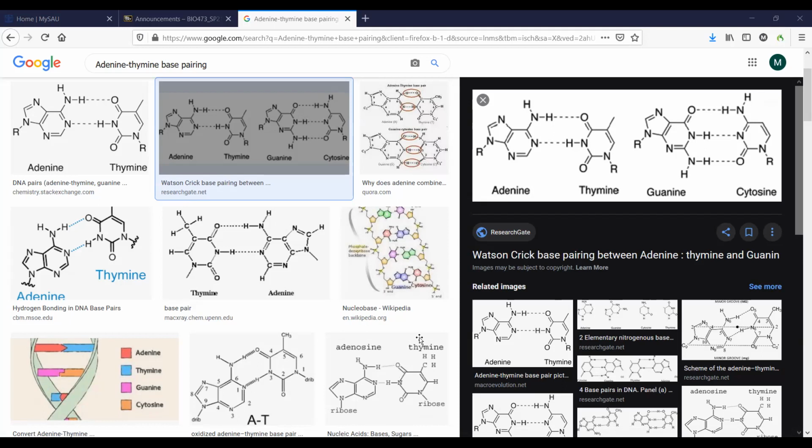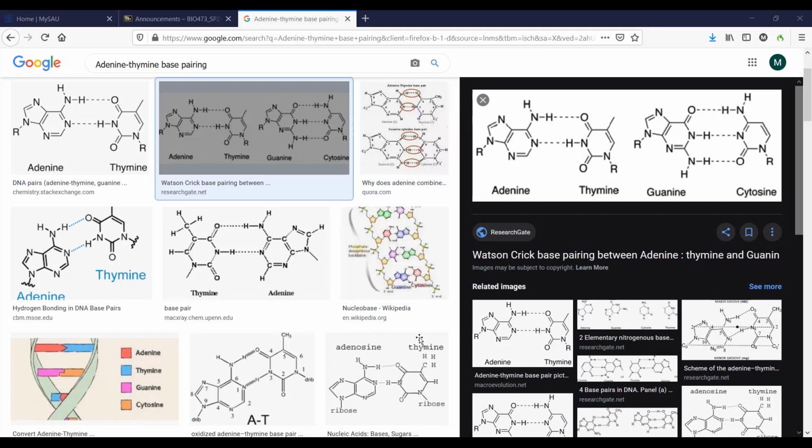Now, are the Hoogsteen interactions biologically relevant? They are in tRNAs, and probably in some small RNAs that have various functions, and maybe in other types of regulatory RNAs. In DNA, they're not, but they are probably in RNA. Therefore, this does have biological relevance.